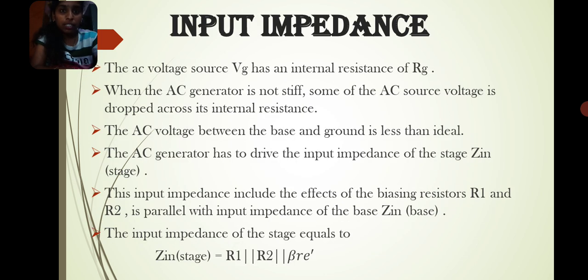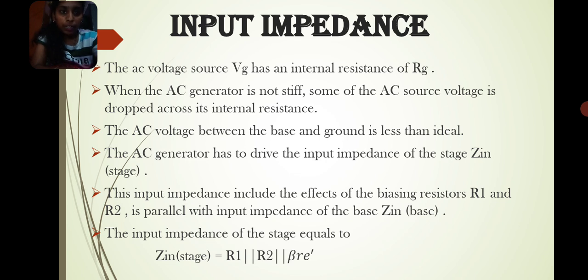Input impedance. The AC voltage source VG has an internal resistance of RG. When the alternating current generator is not stiff, some of the alternating current source voltage is dropped across its internal resistance. The alternating current voltage between the base and ground is less than ideal. The alternating current generator has to drive the input impedance of the stage, Zin(stage).